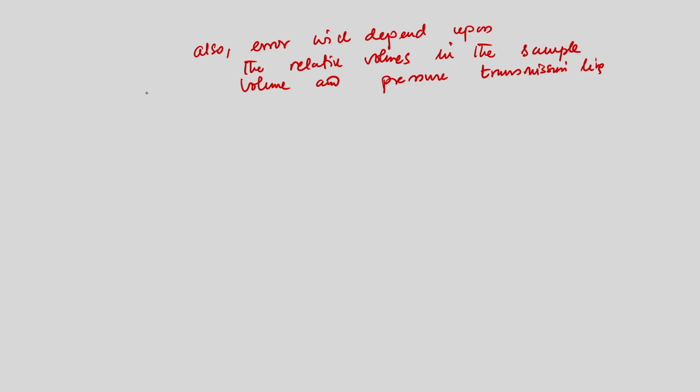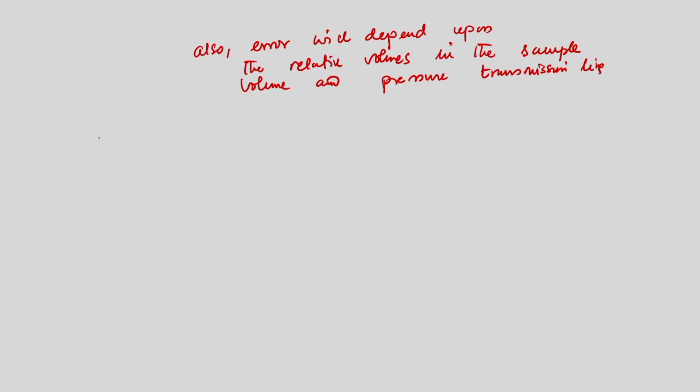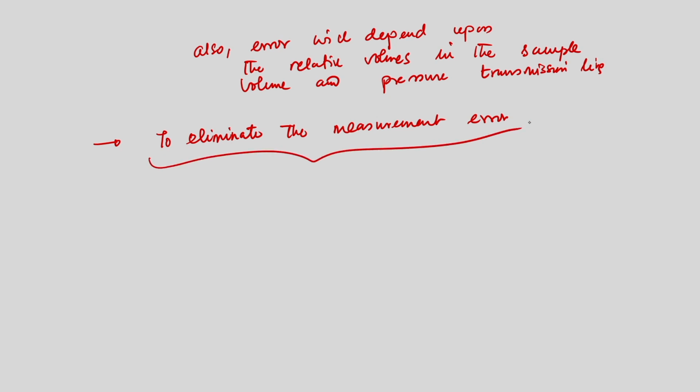So, these two are the possible sources of error through which we will get the measurement error. Now, since we have identified the possible sources of error, when you are using this ideal gas thermometer, when you are using the gas volume to measure the temperature, we need to know how we can eliminate these errors. So, to eliminate measurement error, what are the things we need to do?